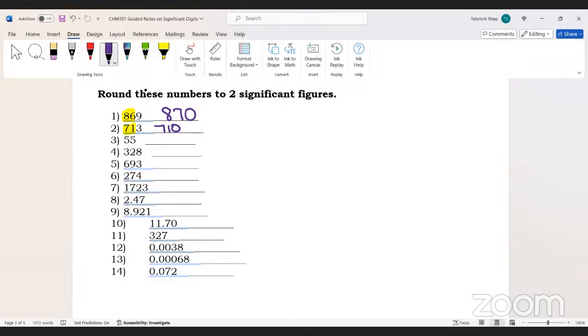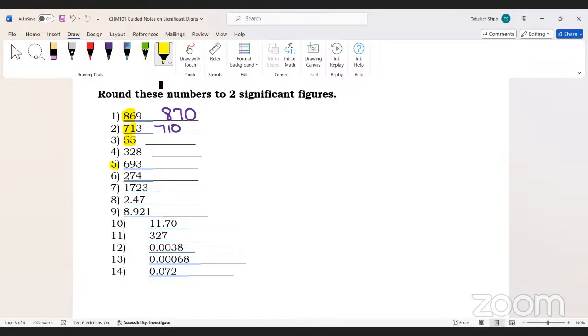Yes. Okay, what about number 3, 55? What do we do with that number? Yes, in other words, it doesn't change. It just stays at 55. Okay. Let's see here. That's right. It stays.